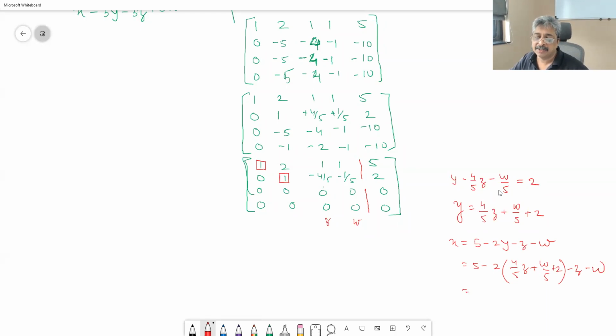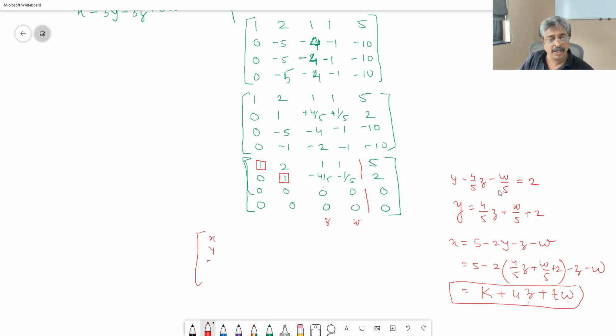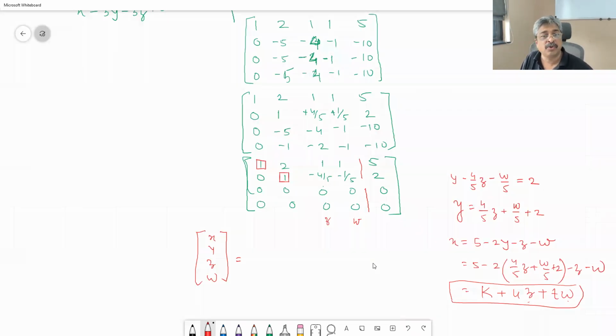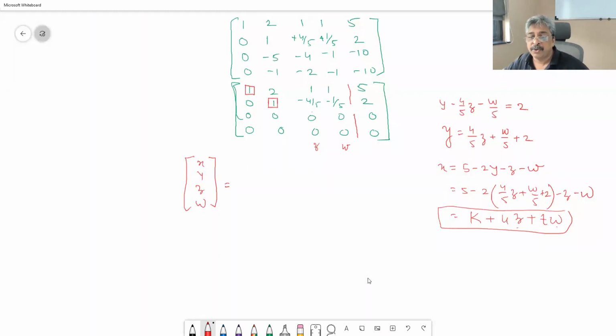as constant, some k plus u times z plus w times 9 plus t times w. X and y are dependent on w and z. So your solution set will be x, y, z, w is equal to, you can quickly find out this. I mean, we need not be so lazy. Let me do it for you.